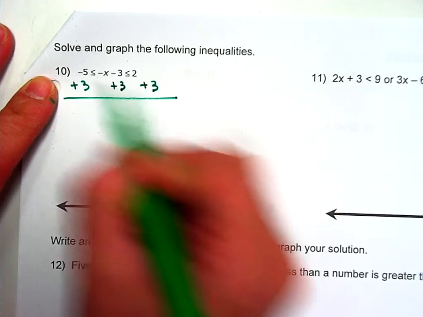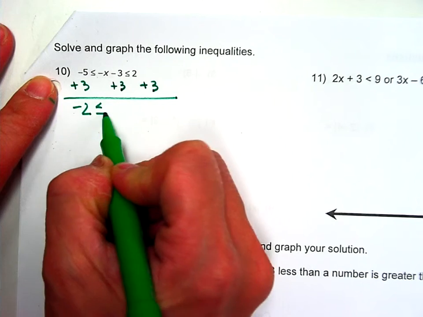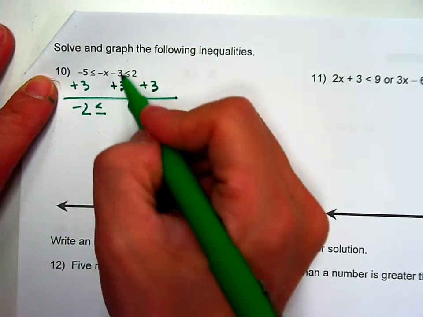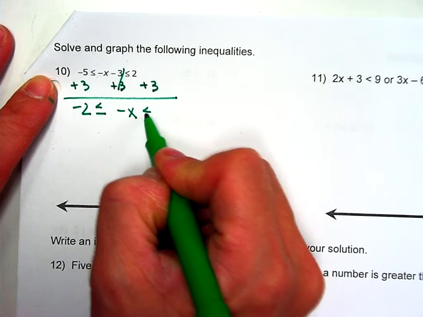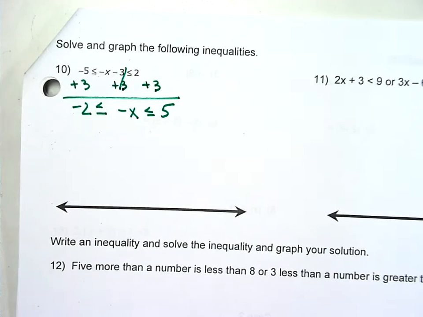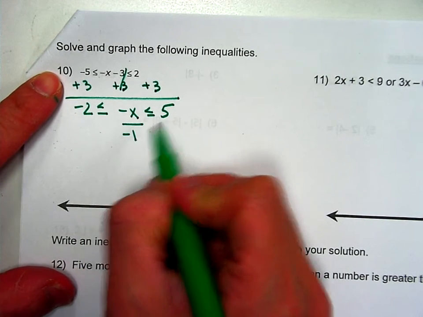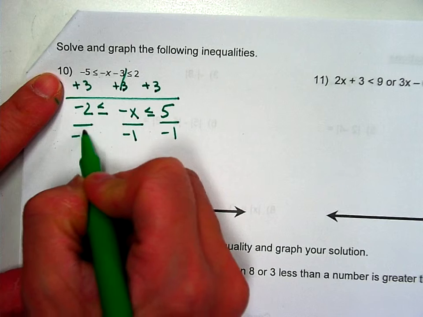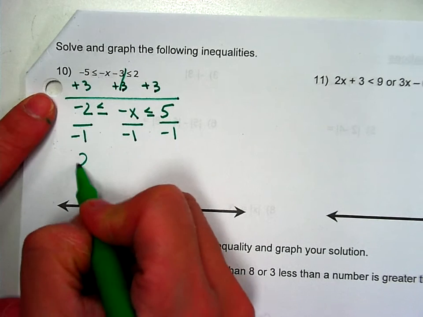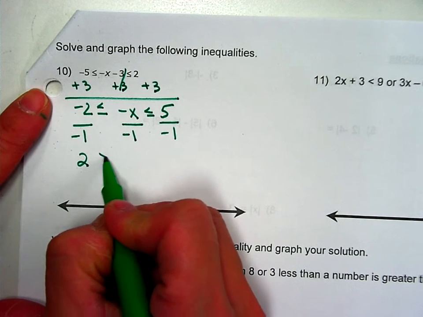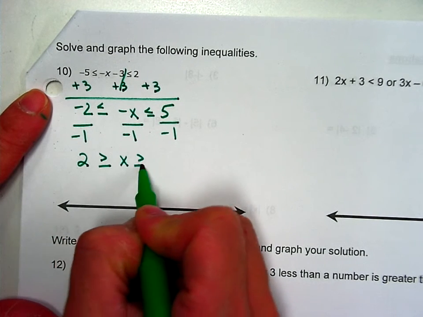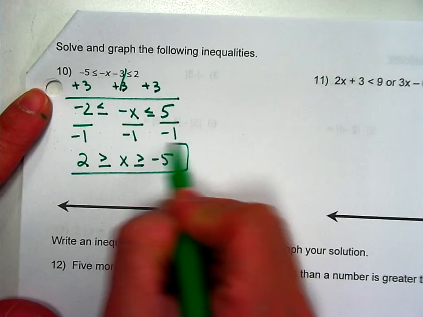So this is negative 2. Bring down the inequality. I have a negative x here. 2 plus 3 is 5. Notice I still have that negative sign in front of the x. So I'm going to divide by negative 1, and make sure you do it to both sides of the inequality. And remember, we learned that when we divide by a negative, we're going to flip the inequality. So I'm going to flip this as well. So this is your final solution.